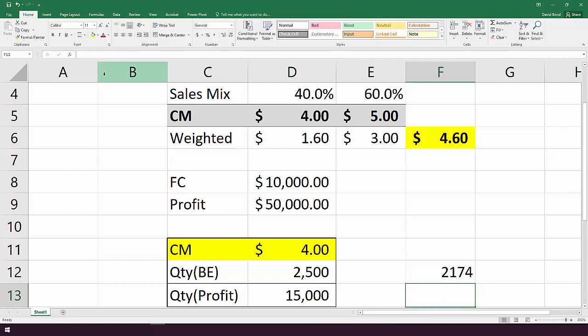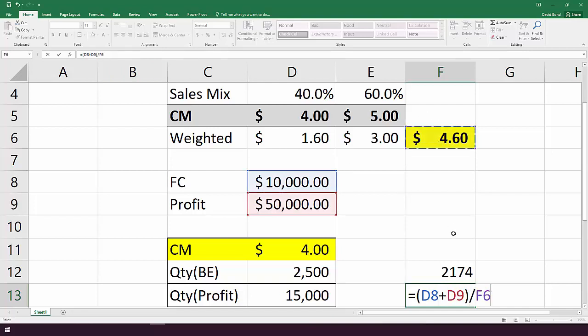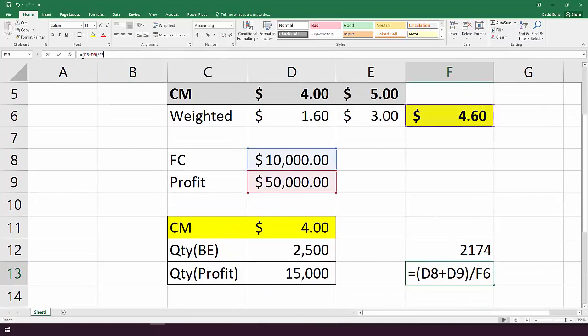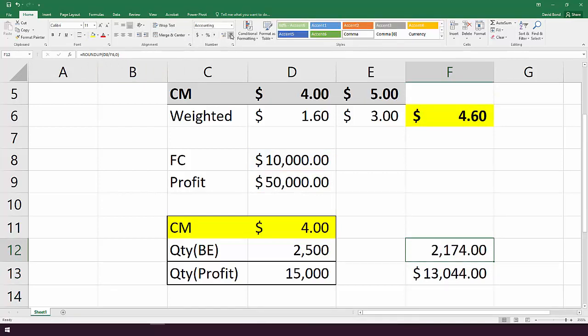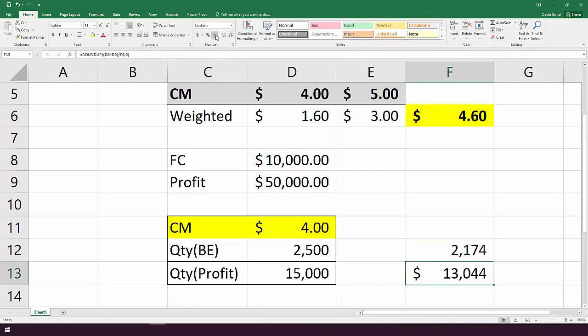Quantity of profit is done exactly the same as before, so it equals fixed costs plus profit, so those go in the numerator, and the now weighted contribution margin is the denominator. And we round that up again. And that's in dollars, which we don't want. And we end up with 13,044 units in total to break even.